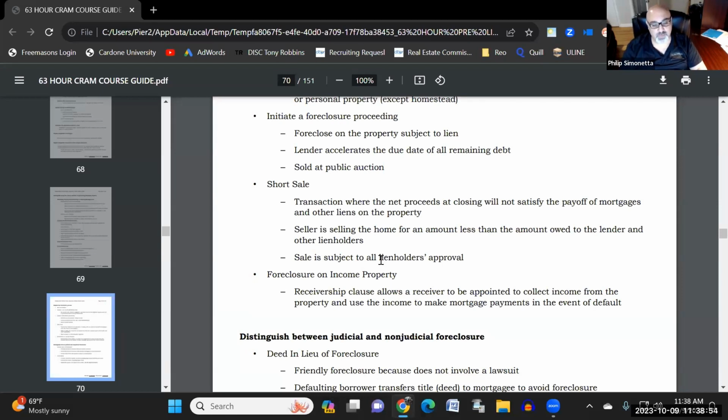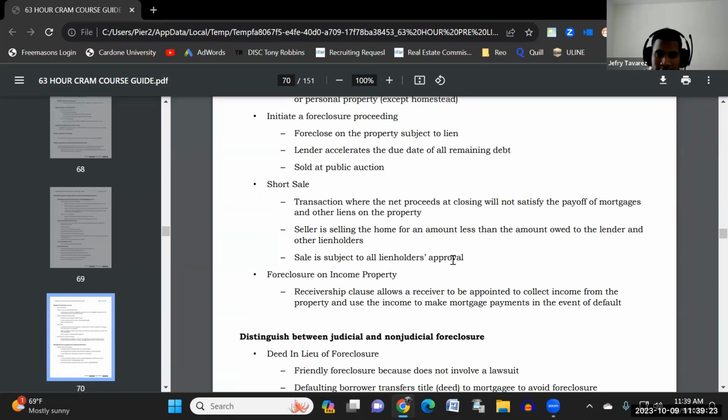And then you have foreclosure on income property. Remember, it's the only type of foreclosure that has a receivership clause. A receivership clause allows a receiver to be appointed by the court to collect the income from the property, and that income will be used to make mortgage payments in the event of default. So if you're foreclosing, they'll take all the rental income and put that towards the mortgage on the property. What allows them to do that is the receivership clause that the court will name.